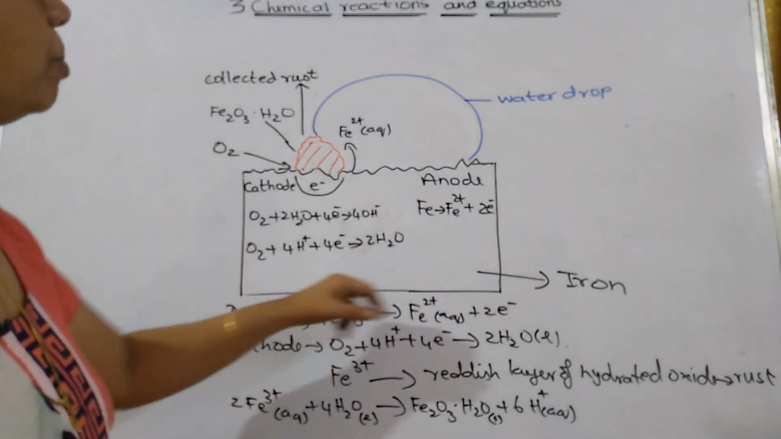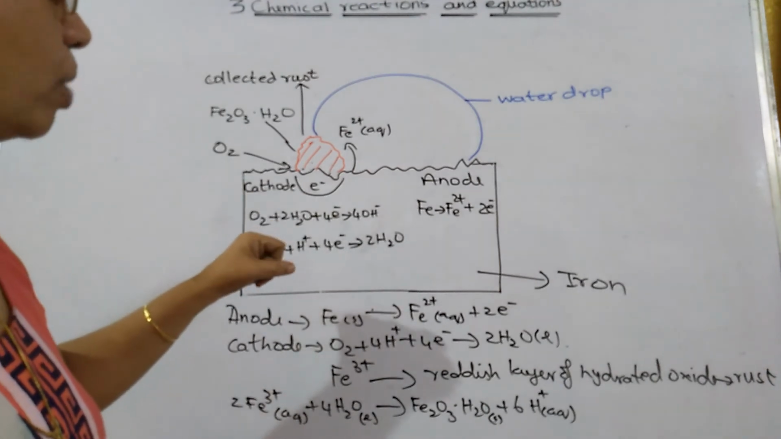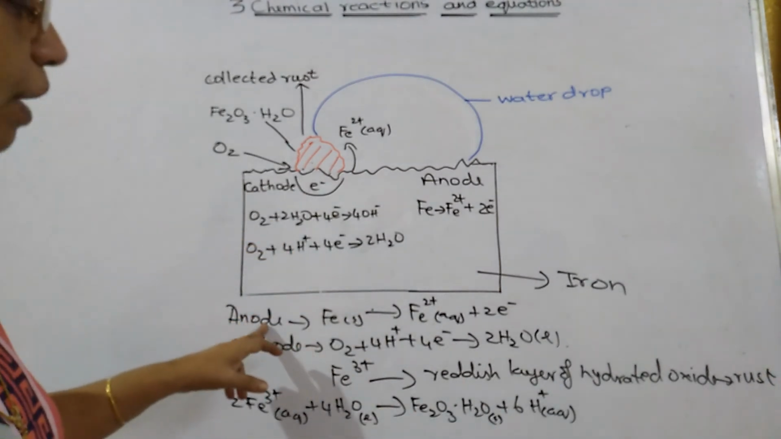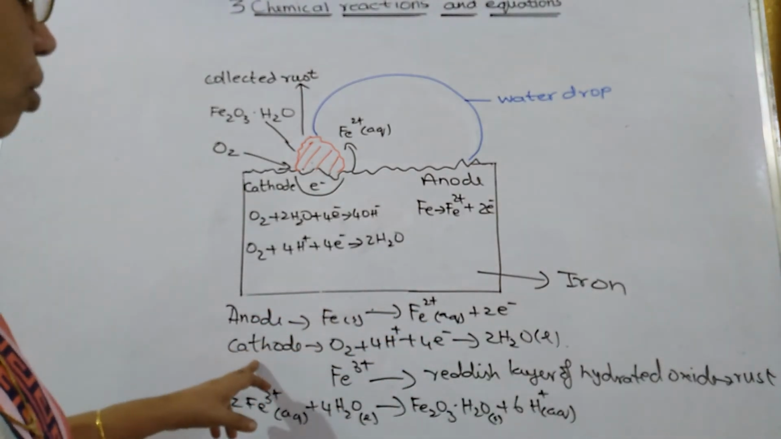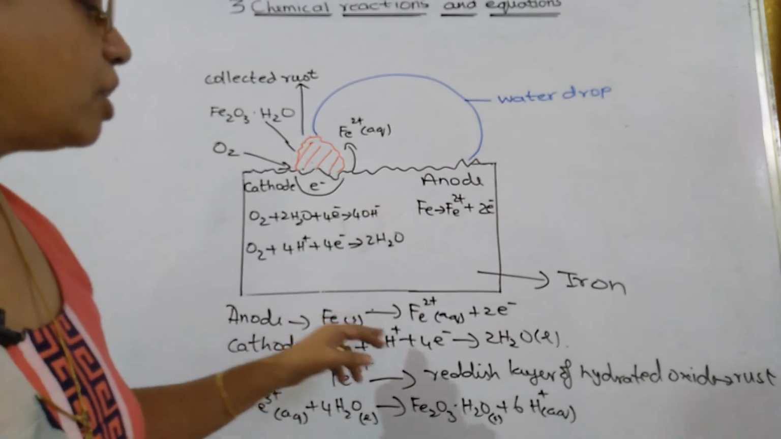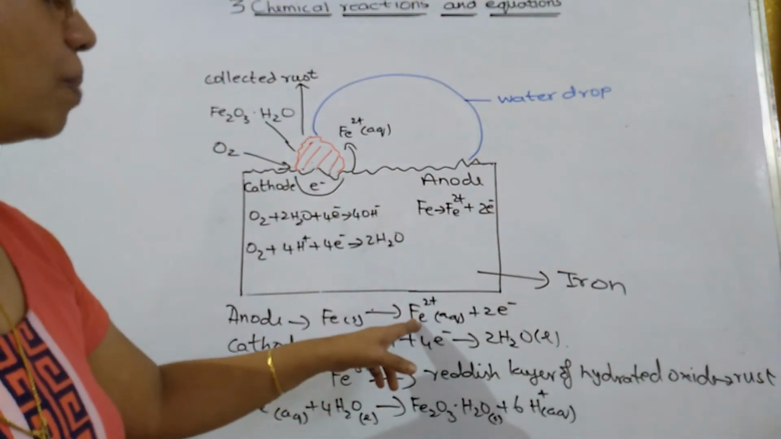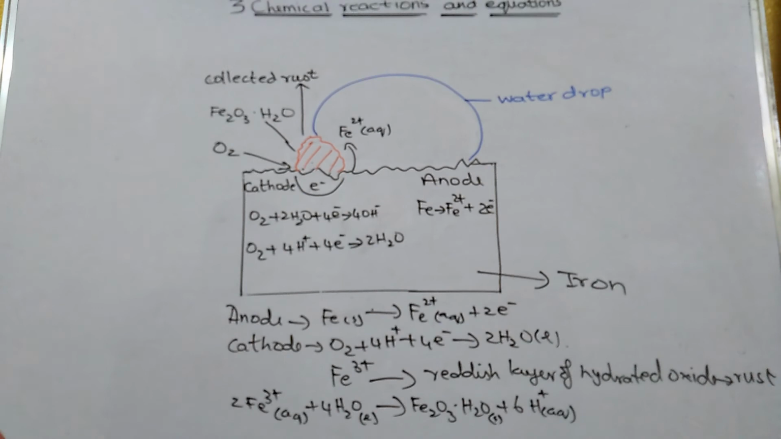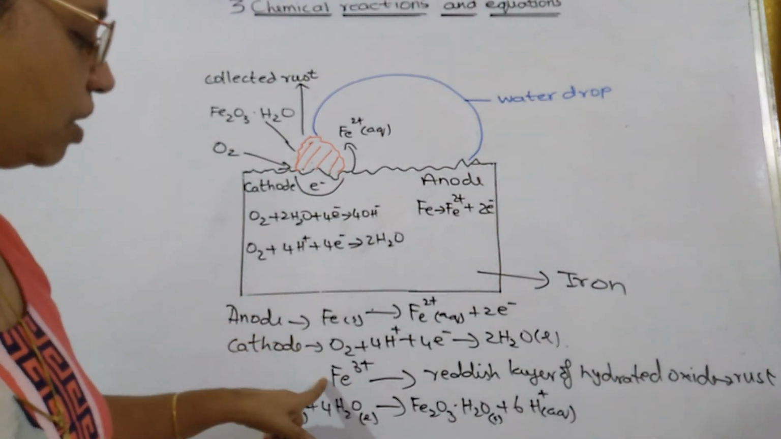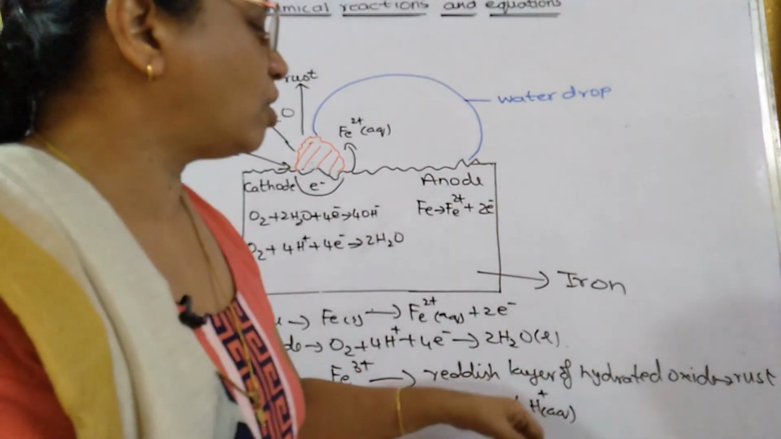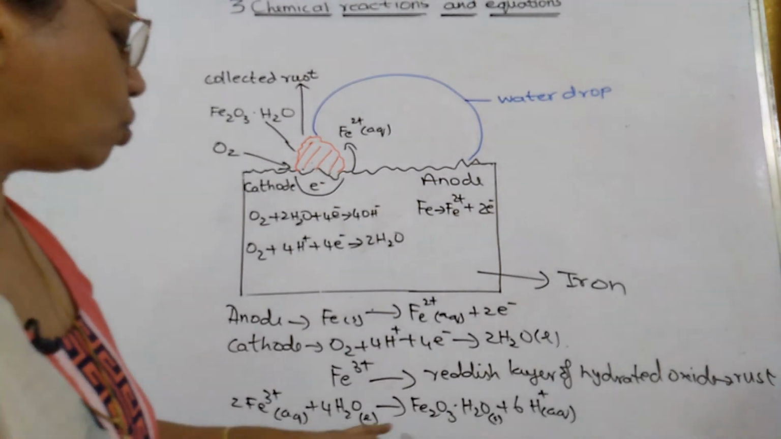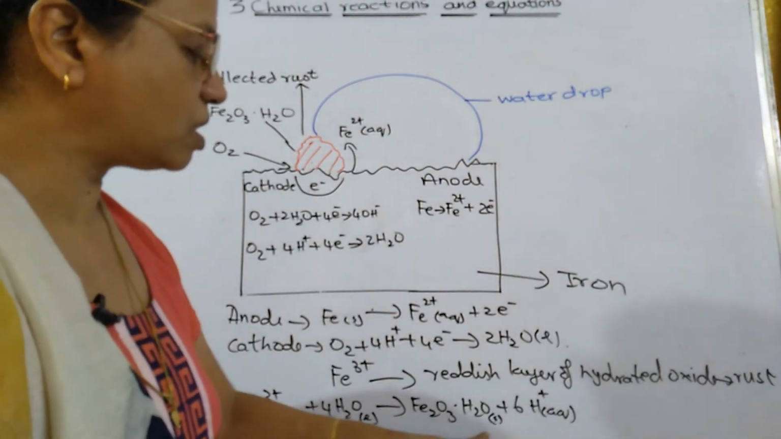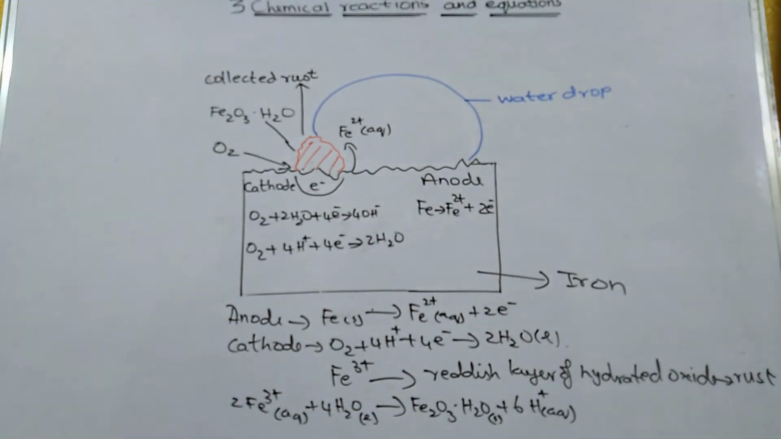So at the iron piece, some part of the iron piece acts like cathode and some part acts like anode. At anode what happened? The Fe gets oxidized to form Fe2+. At cathode, what happens? The oxygen gets reduced to form water molecule. When this Fe2+ combines with water molecule, it gets further oxidized to form Fe3+, and a reddish layer of hydrated oxide, which is known as rust, is formed. So this is the equation: 2Fe3+ plus 4H2O gives Fe2O3 dot H2O, which is rust, plus 6H+.